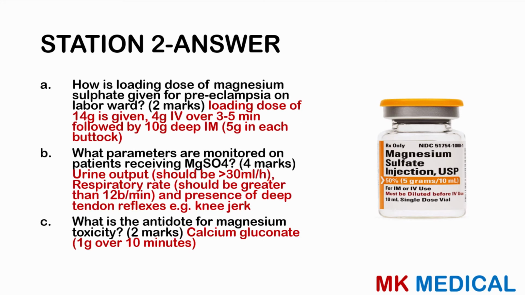So there are 2 regimens that can actually be given. There's what is known as the Pritchard regimen, and there's what is known as the Zuspan regimen. The Pritchard regimen is what we use currently here. So that's the one I'm going to give you.